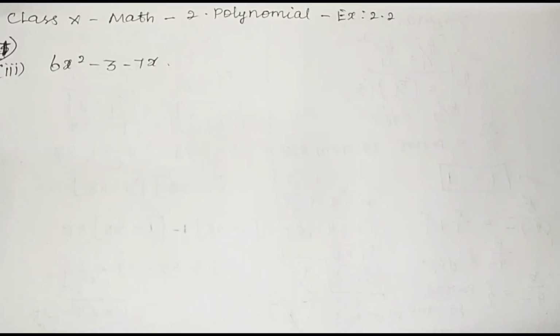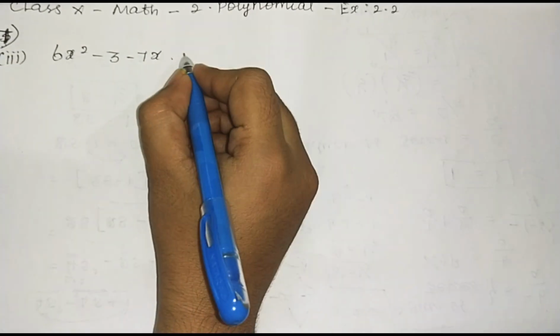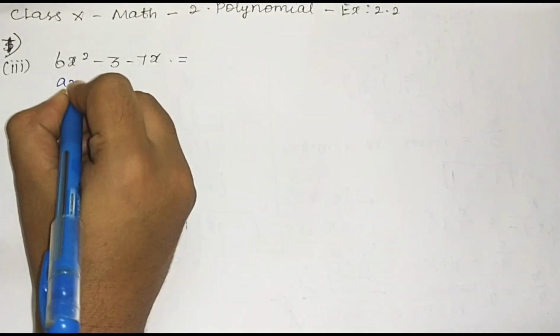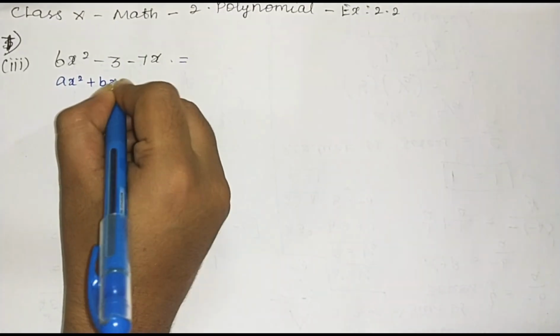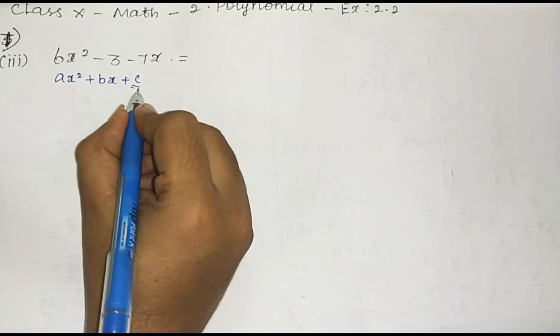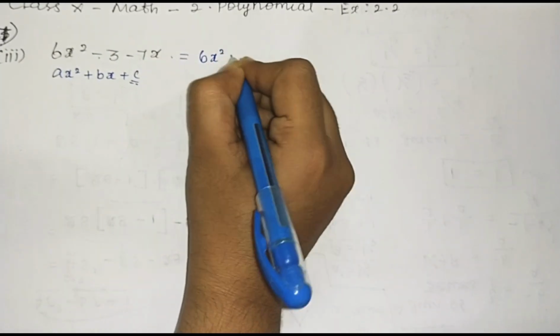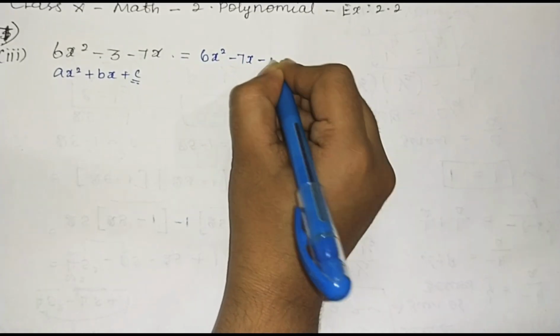Class 10 Maths, Lesson 2, Polynomials, Exercise 2.2. The first question, third one. What quadratic equation are they given? 6x square minus 3 minus 7x. We can rearrange and write it according to the general form. What is the general form? ax square plus bx plus c. The constant we will write at last, so minus 3 at last. So 6x square minus 7x minus 3.